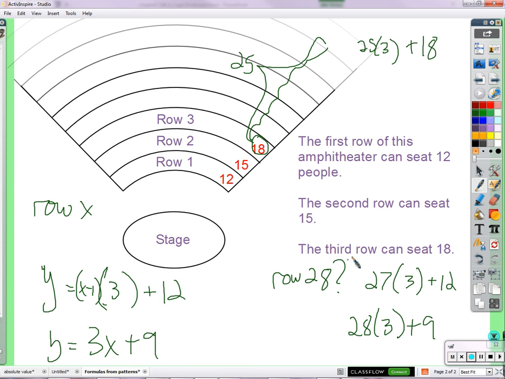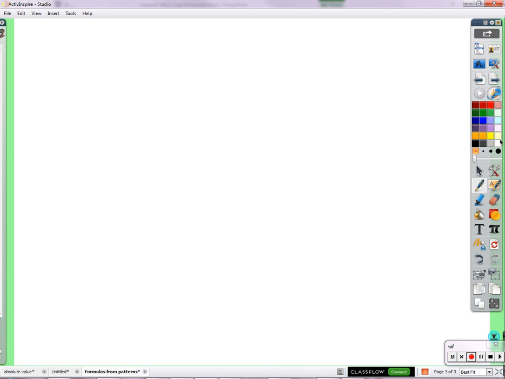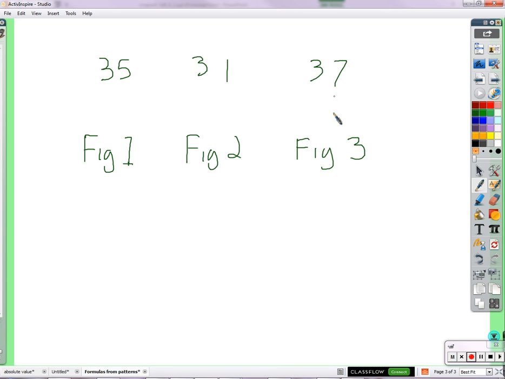Alright, so now I'm going to give you a little bit of a twist, and I want you to write a formula again. Now they start with some numbers that are a little bigger, so I don't want to really try and draw this out in blocks. I'm going to represent it differently. Let's just start simple with things that we know. We'll start with figures, a number of blocks. So let's say in figure one there's 35 blocks. And in figure two, there's 31 blocks. And in figure three, there are 37 blocks, and on that goes.